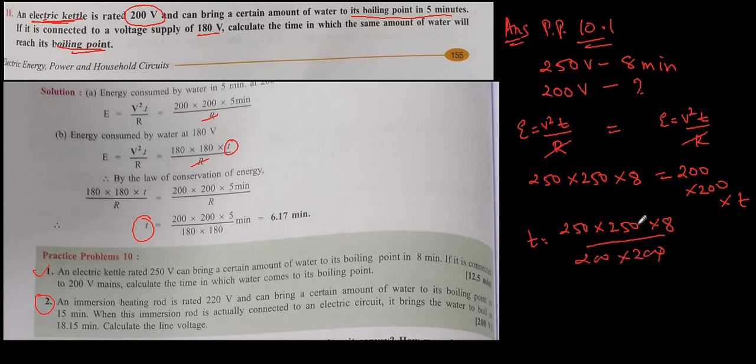So this one and this one cancel, this one and this one cancel. Here 2 fours are 8, 2 ones, and 2 twos. Got it? Now here 25 ones, 25 fours, 2 ones and 2 twos. So what is remaining here? t is equal to 25 upon 2. That is nothing but 12.5 minutes. So I hope you understood the way to do question number 10.